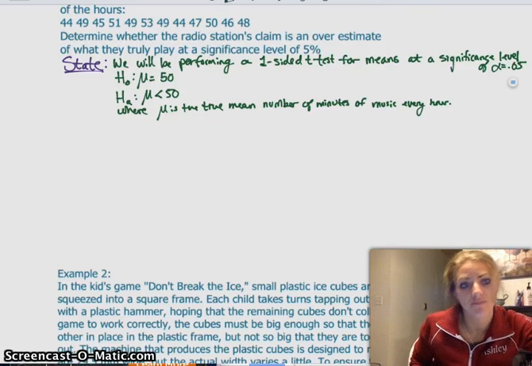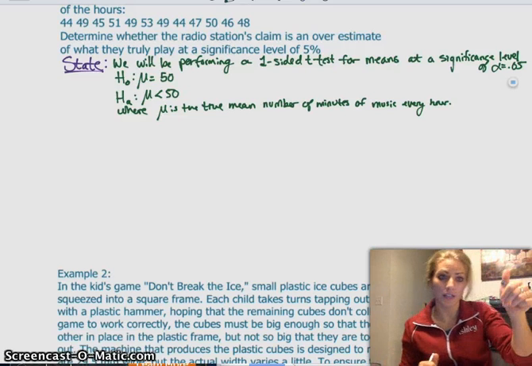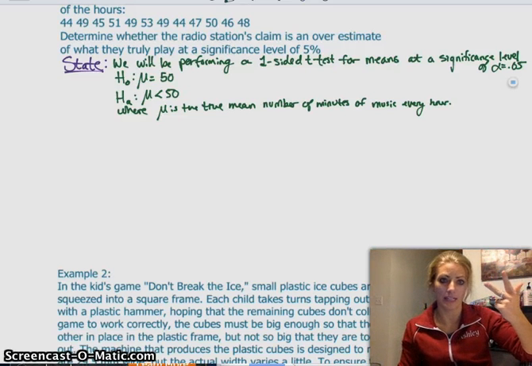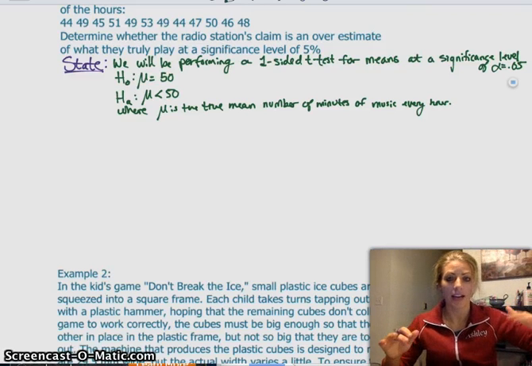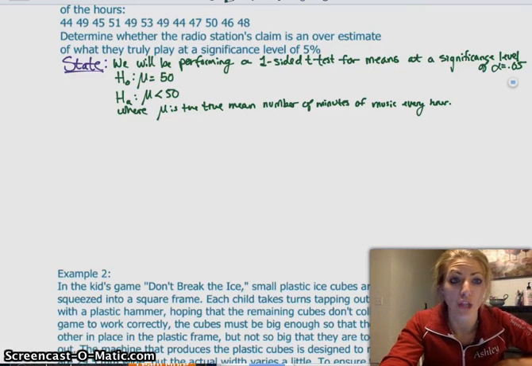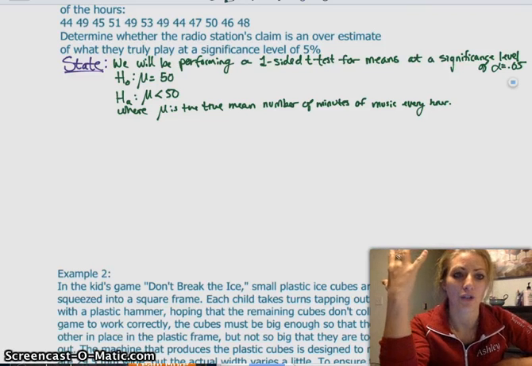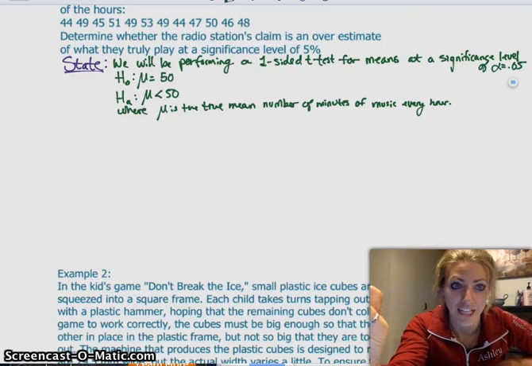Now we need to plan. Random, is it normal, and is it independent? And so for the normal condition, because it's means and our sample size is less than 30, we're going to have to actually graph the data.